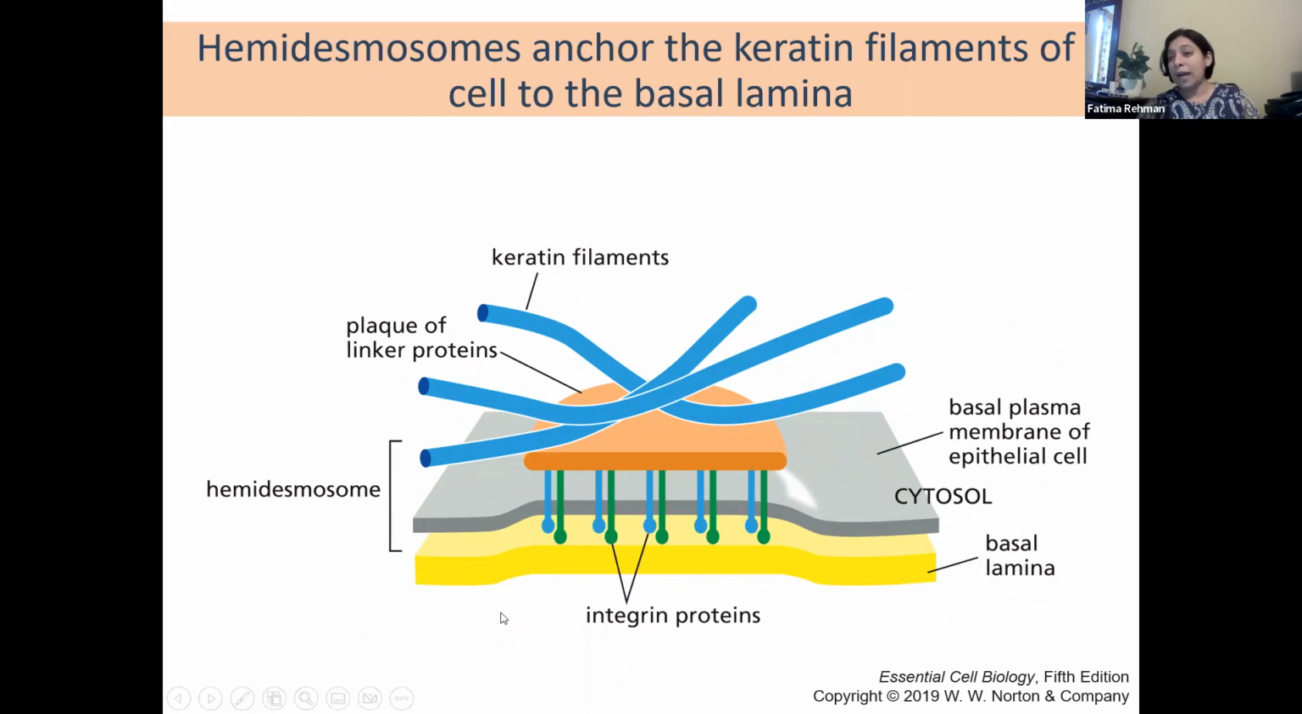Another type of desmosome, a subtype of desmosome, is what we call a hemidesmosome, which anchors these keratin filaments to the basal lamina to keep that basal side away from the apical and to keep it structured, tethered to the basal plasma membrane. And in this case, in the hemidesmosome, the keratin filaments are still attached to the plaque of linker proteins, but the linker proteins are not attached to adherent proteins, but rather to integrin proteins that are integrated into the basal lamina.